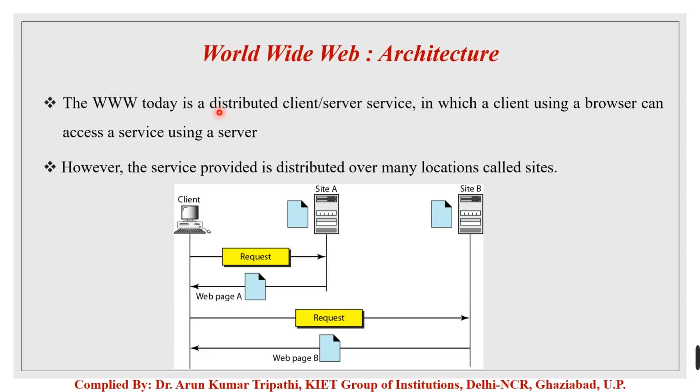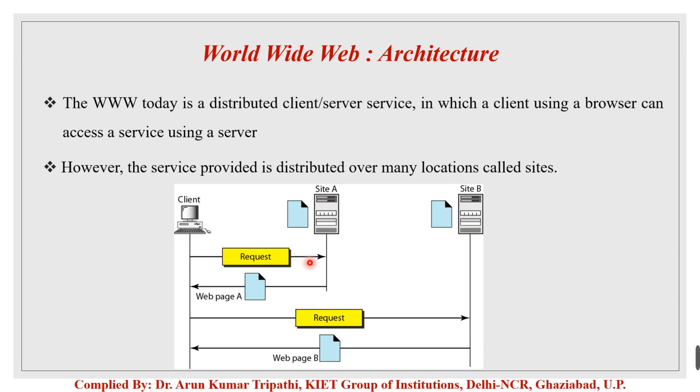The www today is a distributed client server service in which the client is using the browser to access the services on the web server. So here is a diagram. It shows this is the client and there are two web servers, and each web server has maybe one or more websites. So I am considering here it contains only a single website, that is website A on web server A and website B on web server B.